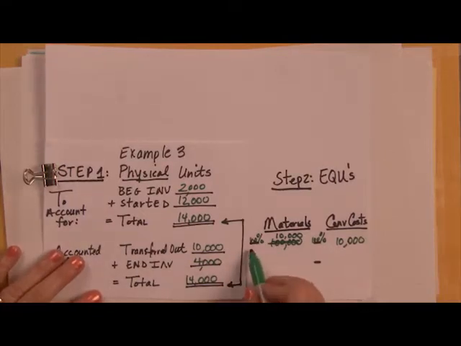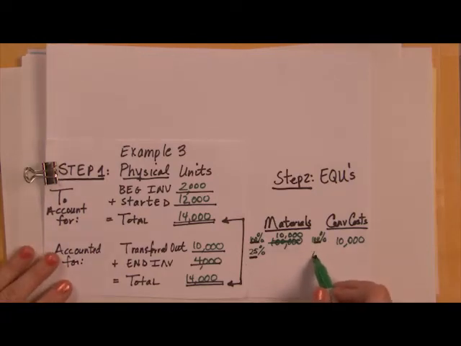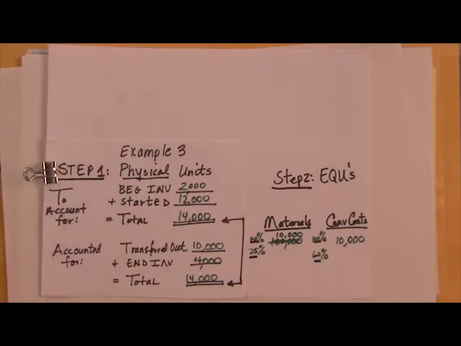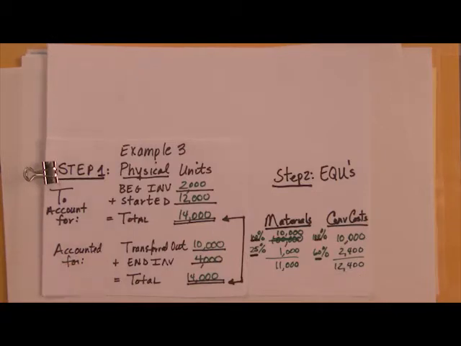The ending was only 25% done, and the conversion was 60%. So we will be taking 25% times 4,000. We will take 60% times 4,000. And we have our equivalent units of production for step 2.